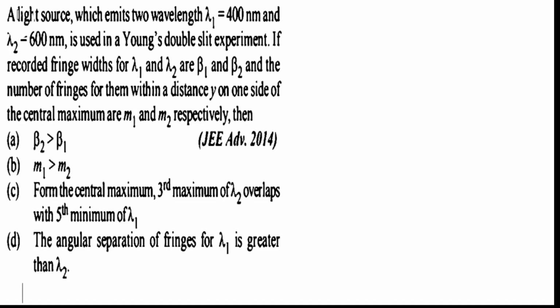In this question we are given a light source which emits two wavelengths lambda 1 and lambda 2 and is used in a Young's double slit experiment. If recorded fringe widths for lambda 1 and lambda 2 are beta 1 and beta 2, and the number of fringes for them within a distance y on one side of the central maxima are m1 and m2 respectively.